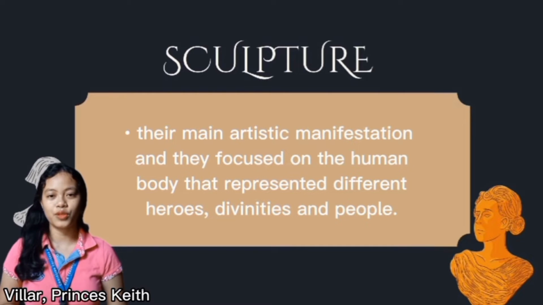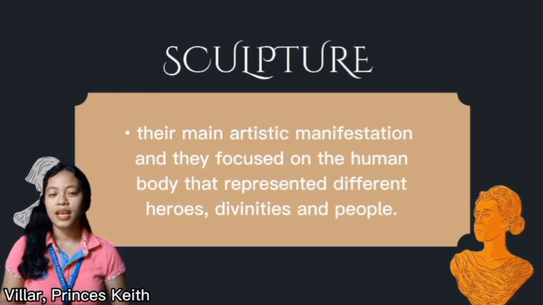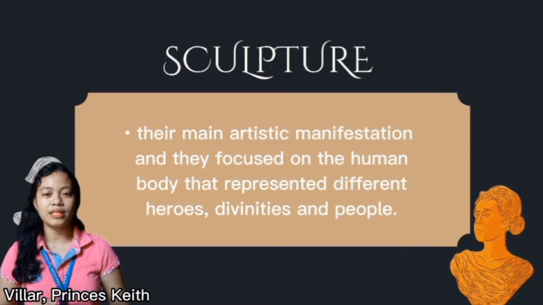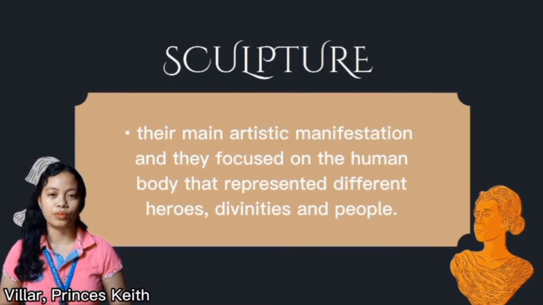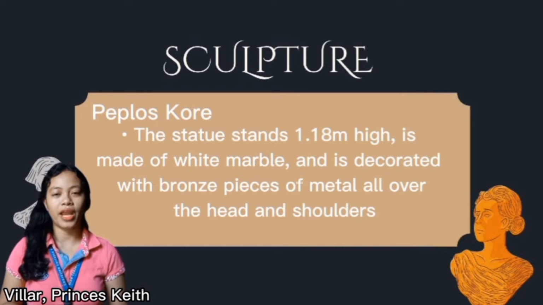Next is sculpture. It was their main artistic manifestation and they focused on the human body that represented different heroes, divinities, and people. They gave great importance to proportion, balance, and beauty using marble and bronze. They went from representing static figures to creating figures with movement and realism. So, for example, the Peplos Kore.